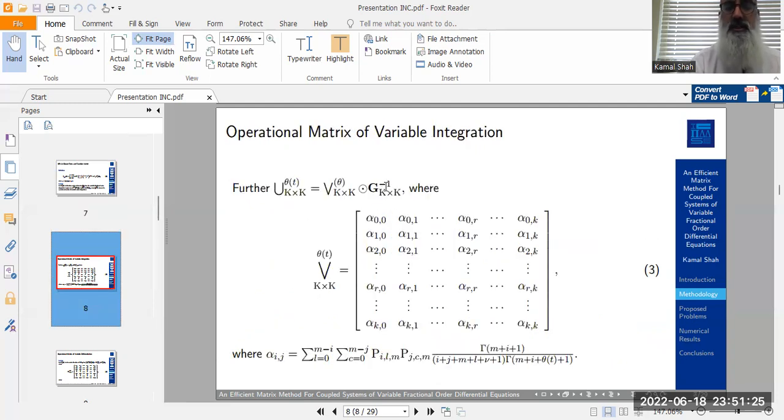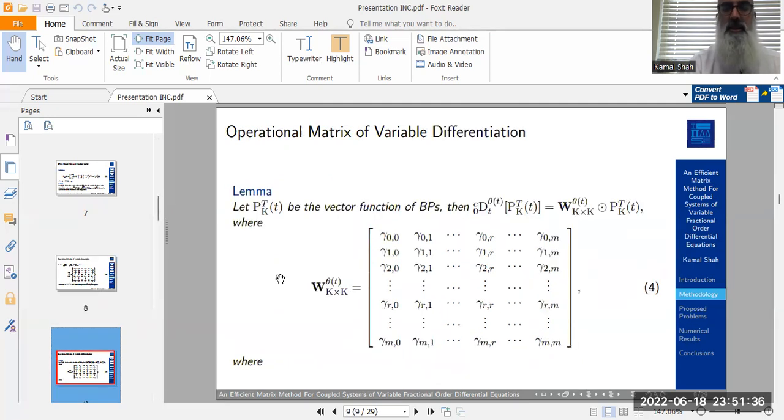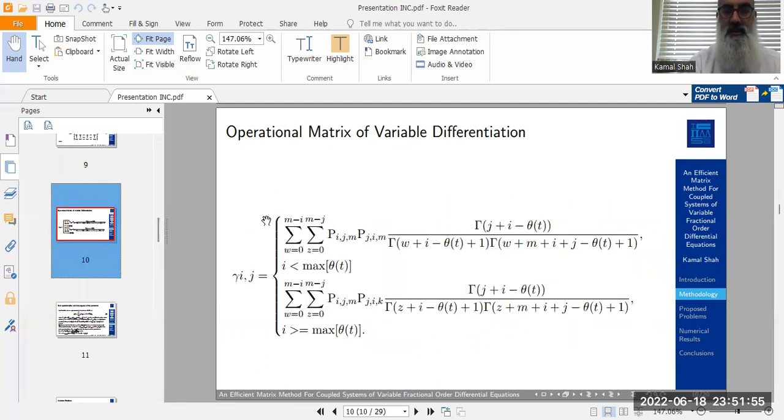This G matrix is already defined, and the V matrix is computed as follows, where the entries of the V matrix are calculated by these relations. Similarly, if P_k is the function vector of Bernstein polynomials, then the variable order differentiation of the function vector can be computed by these relations, where this is the operational matrix of variable order differentiation, whose entries are defined on the next slide.